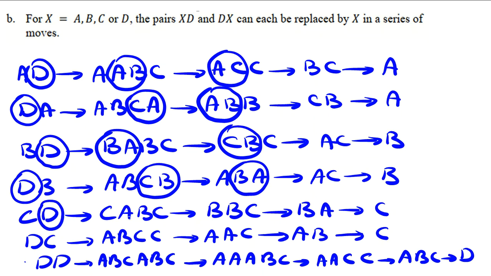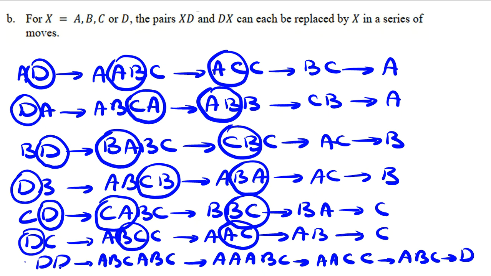Replace D with ABC. So it would be CABC. And then you replace, let's check, you select CA and it would be BBC, then you replace BC with A, and C. For DC, replace D with ABC, and then you select BC, replace BC with A, it would be AAC, and then replace AC with B, it would be AB, and then replace AB with C.